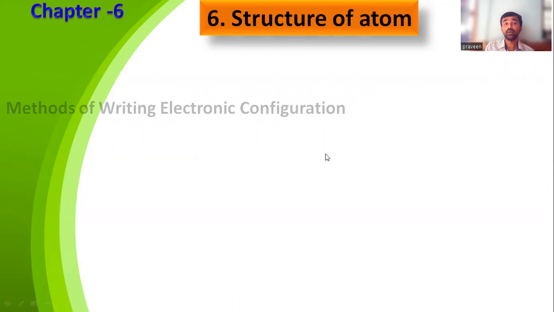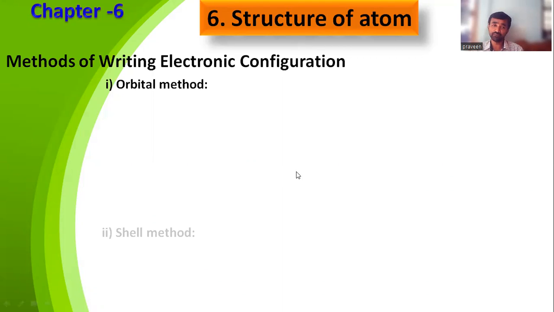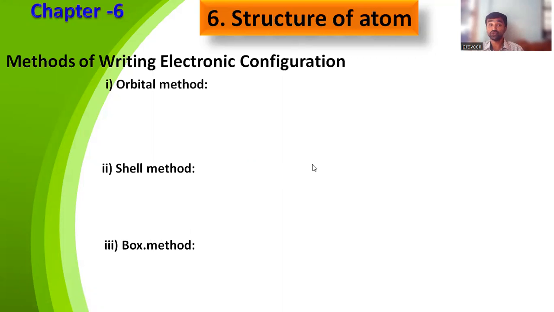Next, the methods of writing electronic configuration. What methods are there, sir? There are 3 methods: writing the electronic configuration using the orbital method, using the shell method, and using the box method. So 3 methods. I will show you using only one element.